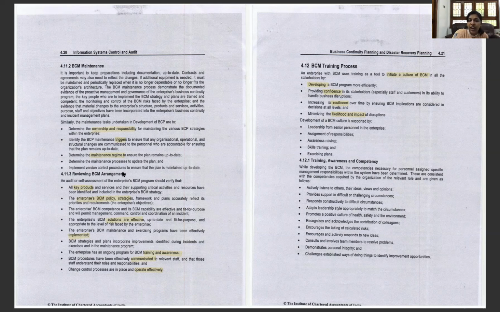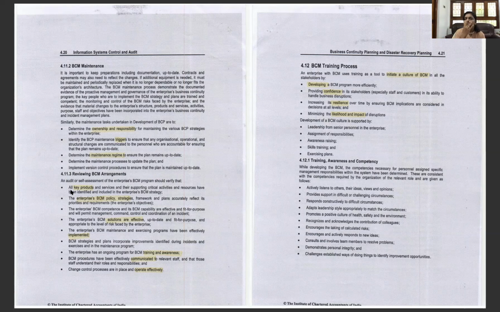Next is reviewing BCM arrangements. So we are going to be validating; we have already seen validating. How do we review the arrangements? How do we know if it's correct? How can we verify it? What are the parameters needed to verify the BCM arrangements?